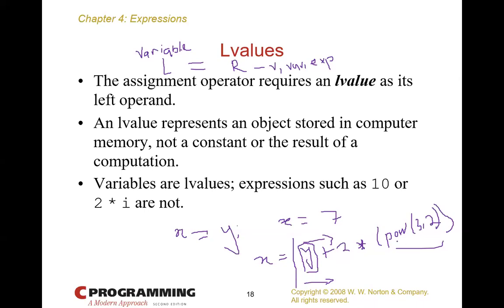So let's look at it. We cannot have power(3, 2) on the left-hand side. We cannot say power(3, 2) is equal to 5. Neither can we say 2 is equal to x plus 1. This does not make sense. This will not work. So this is why we say on the left-hand side of the assignment operator, we have the L value.